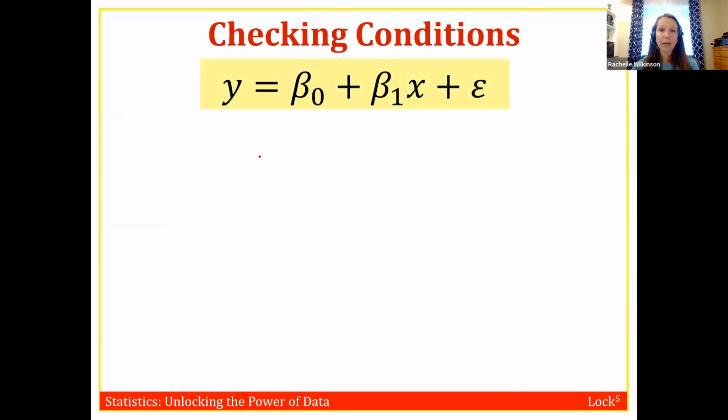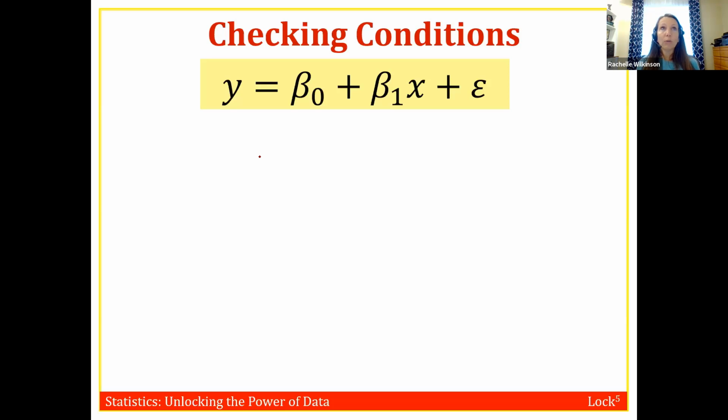All right, one last thing that we have to talk about, and then we're going to look at another big example, and that is checking conditions. Anytime we're going to use a theoretical distribution to come up with our p-values or our confidence interval, margin of error, and stuff like that, we have to make sure we meet the conditions for using that theoretical distribution. So that's what we have going on here.